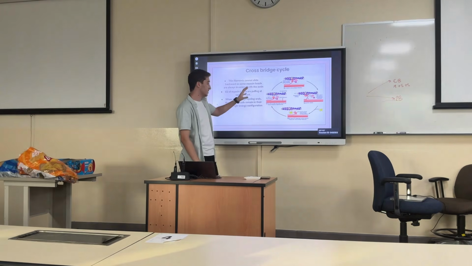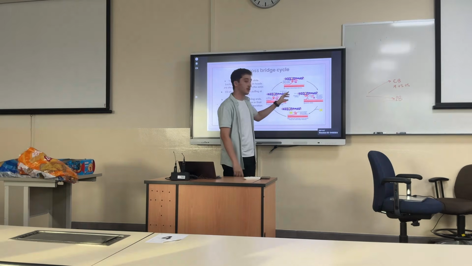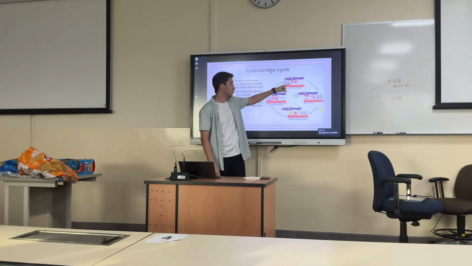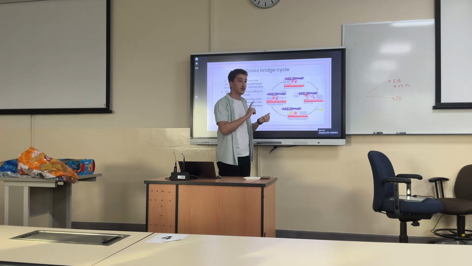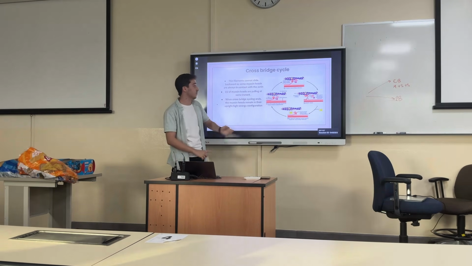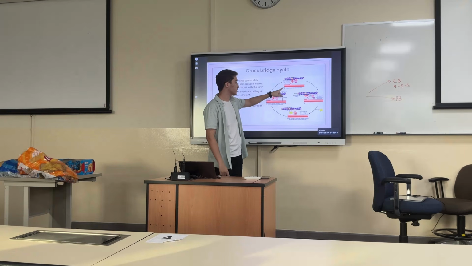So now with the cross-bridge cycle, the cross-bridge usually starts with the binding of the myosin to the actin. The myosin at the start of the cross-bridge will be at the highest energy state. It will be bound with ADP and inorganic phosphate. The next step is the power stroke of the myosin.